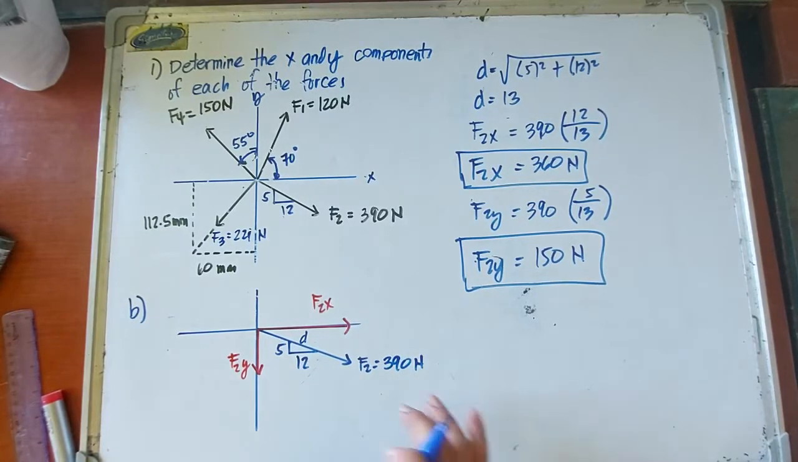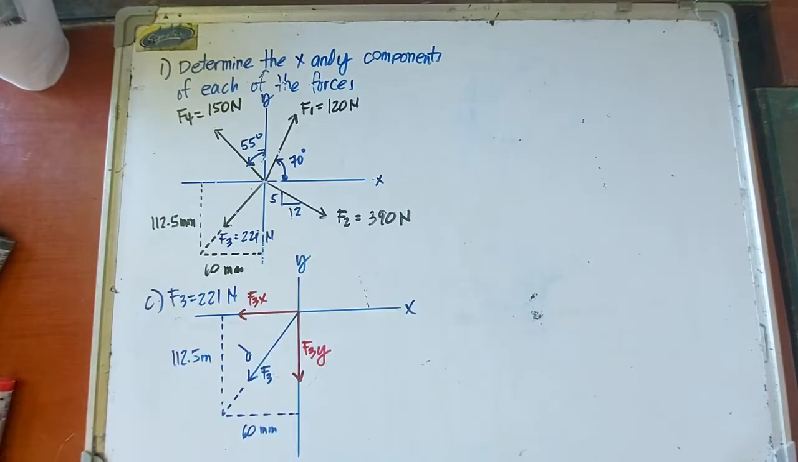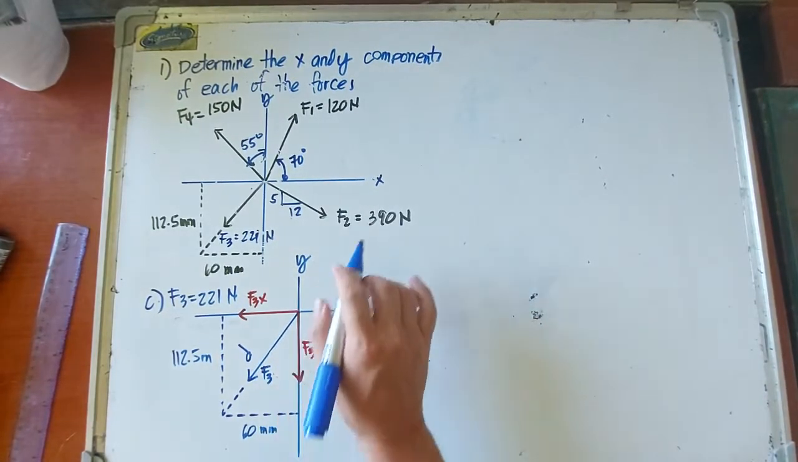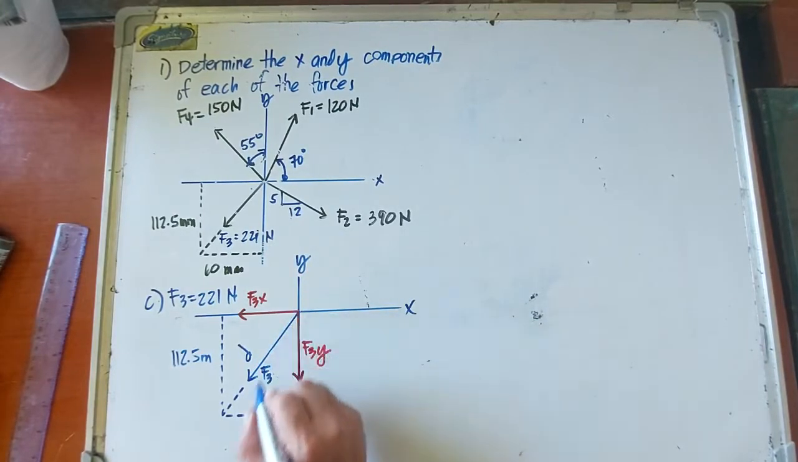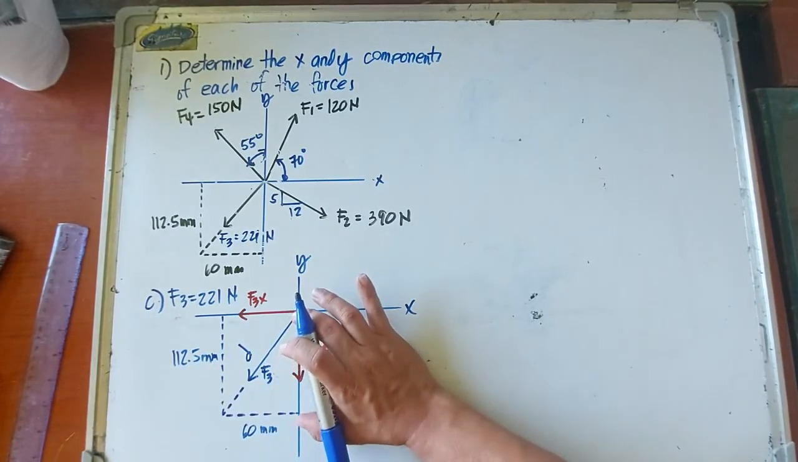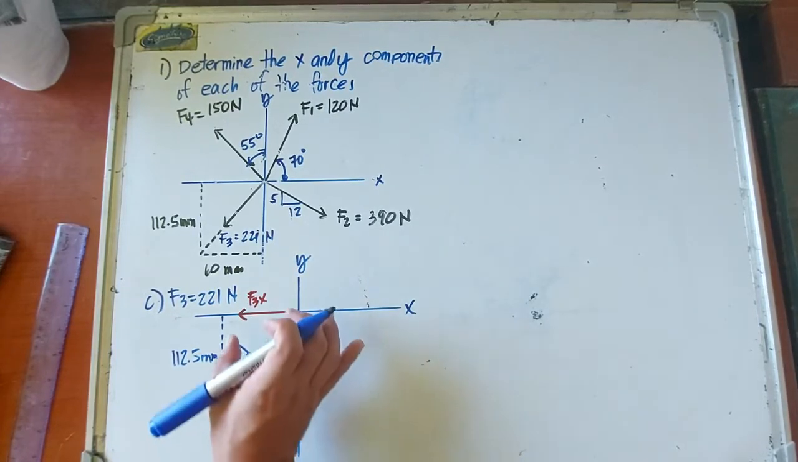Okay, next, F3. Solve natin yung component ng F3 along X, then component along the Y axis. Next, letter C. Solve for the components of F3 along X and Y axis. So it's quite similar to F2, given yung slope. Ito kasi given yung dimensions ng triangle, ay ng rectangle. So if this is 112 millimeters, this is also 112. So this 60 rin yun.